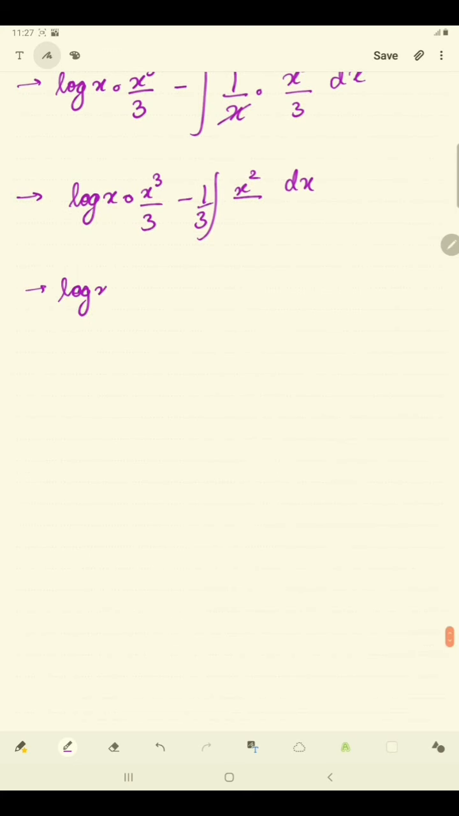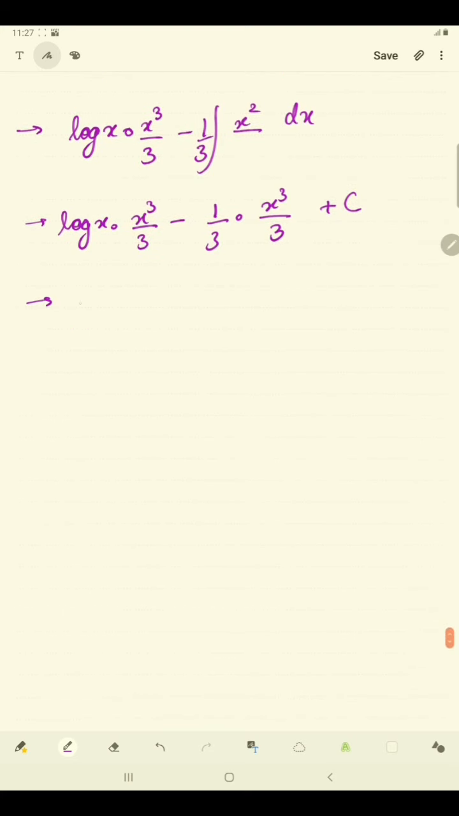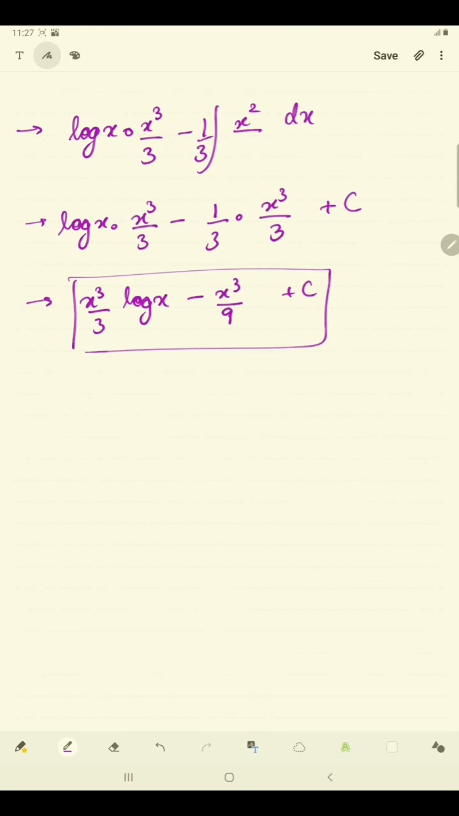Now log x dot x cube by 3 minus 1 by 3 dot x cube by 3 plus c, the constant of integration. And now x cube by 3 log x minus x cube by 9 plus c. This is the answer of the sixth question.